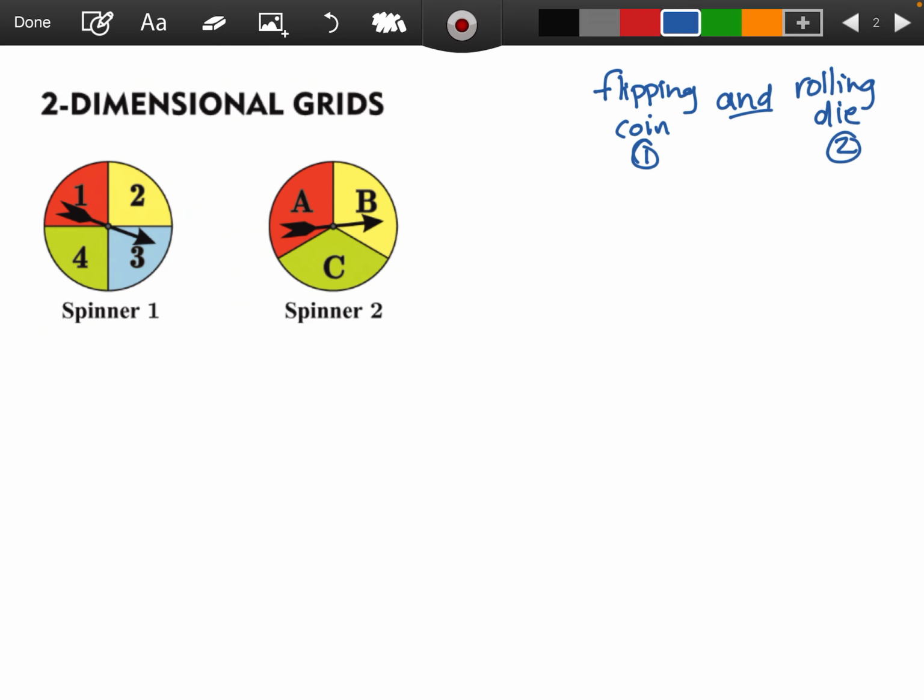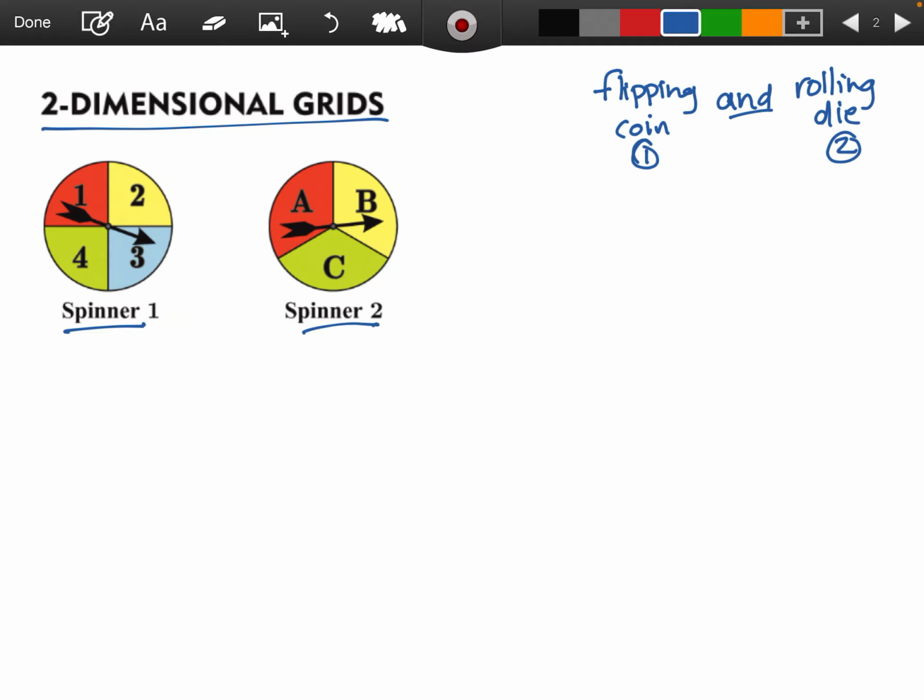When you have an experiment that has two parts, a two-dimensional grid could be a good option for showing the sample space, because a two-dimensional grid will have both parts of the experiment on it simultaneously, and then the grid that is created identifies each of the possible outcomes. So we have two spinners here, spinner 1 labeled 1, 2, 3, 4, and spinner 2, which is labeled A, B, C.